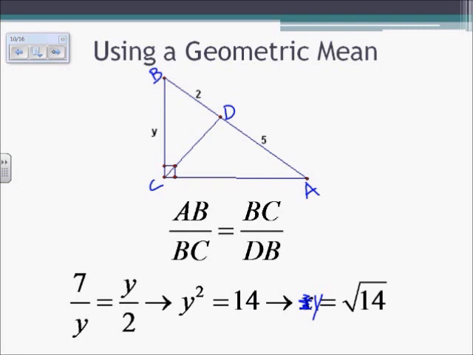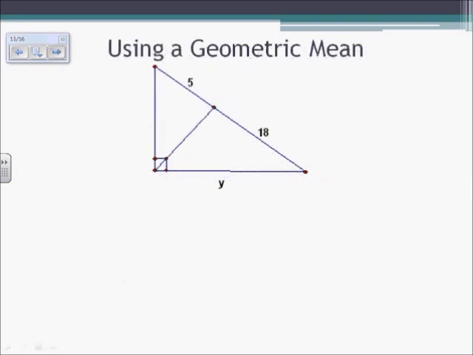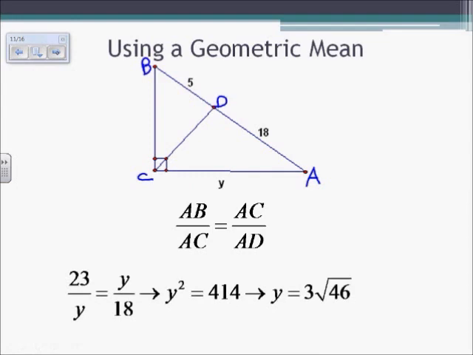Alright, next example. Similar type situation, we'll label A, B, C, D. We're now trying to solve for AC, so we'll use the proportion with AC in it, plug in the information that we know. We have AB, of course, is AD plus DB, so we have 23 over Y is equal to Y over 18. Y squared is equal to 414, which simplifies down when we square root it to 3 square root of 46.